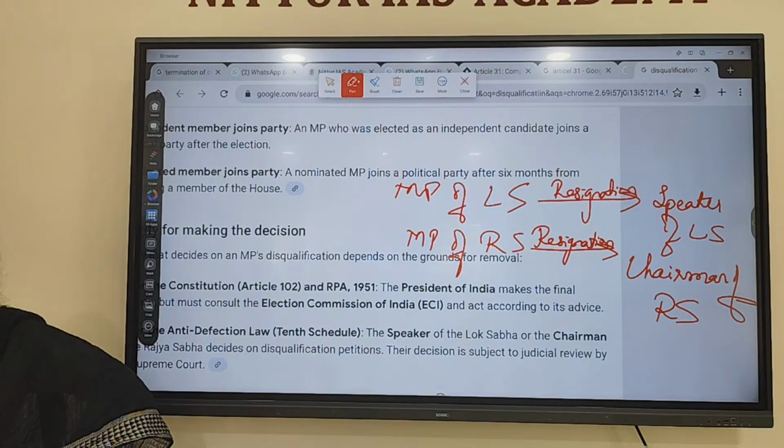If the MP is absent for 60 days for the session, continuously, then he will be disqualified. He should take the permission.